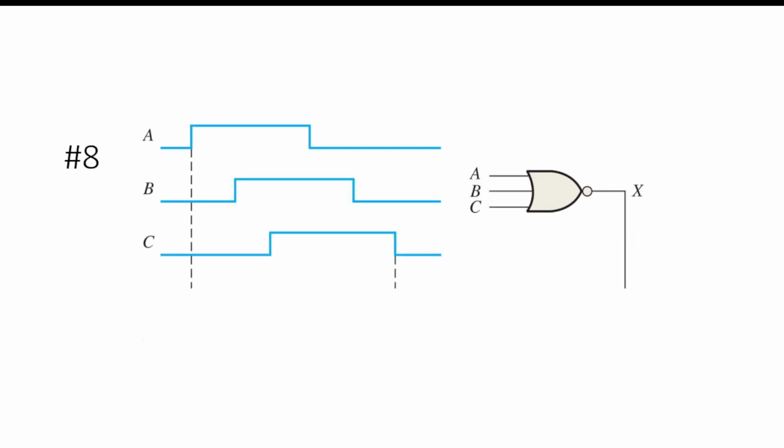And finally, number 8. And the answers. A little bit more simplistic, we can see here it's a low for the whole time here, a little bit high, and a little bit high at the beginning and the end. And that's how you do logic gate timing diagrams.